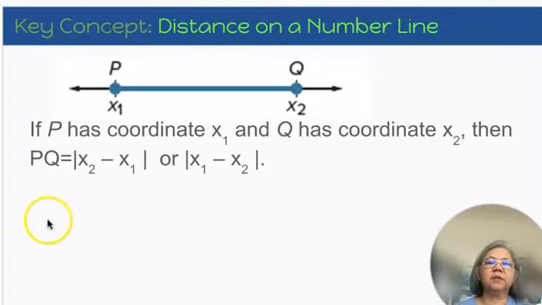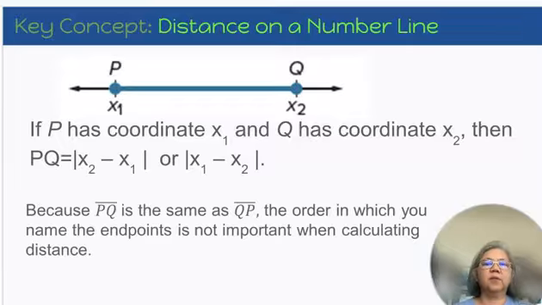So the first thing we have to do is talk about the distance on a number line. If you are given a line segment like this on a number line, and point P has a coordinate labeled as x1 and point Q has a coordinate labeled as x2, then the length of PQ is equal to the absolute value of x2 minus x1, or you can say the absolute value of x1 minus x2. So this will be our formula to find the distance on a number line. Let's go to the next one.